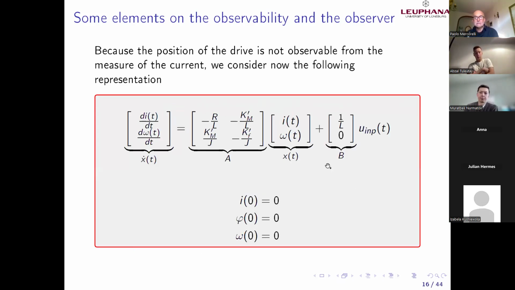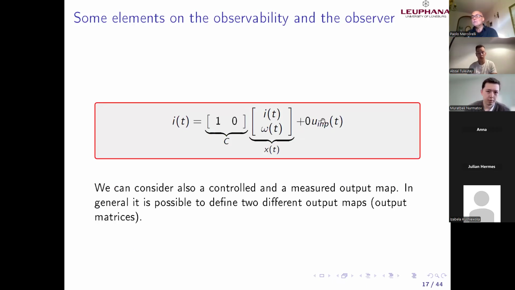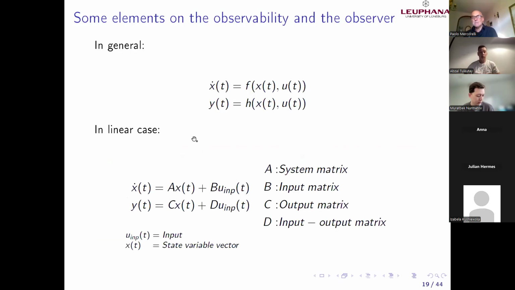One second. If you remember here, 0 multiplies the input U. D is the input-output matrix, the connection between input and the measured output. In this course, we will consider systems with matrix D equal to 0. We say proper system, in which we don't have a connection between input and measured state. Current is the measured state. Imp is the measured input. The measured input is not a state in our representation.